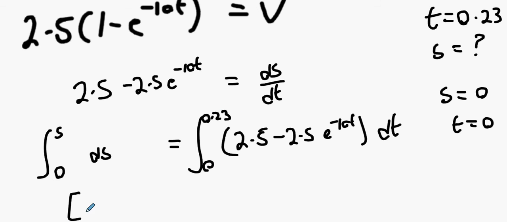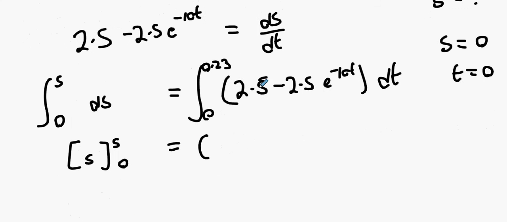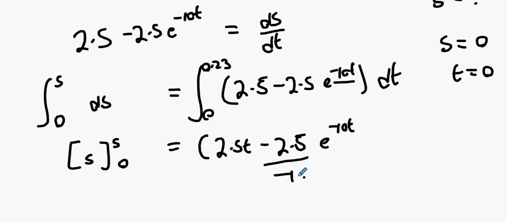S from s to 0. And what happens when you integrate 2.5? 2.5t. Then after that, what happens to the power? Stays the same, but divide by the derivative of the power. So it's going to be minus 2.5 divided by minus 10. And what is minus 2.5 divided by minus 10? A quarter, is it? Yeah, or plus 0.25, whichever you want.